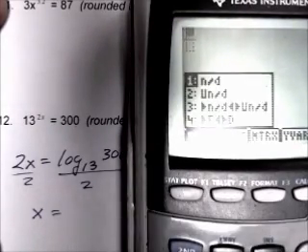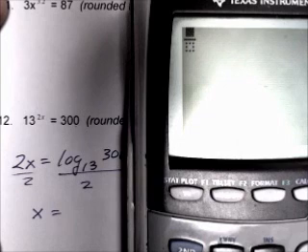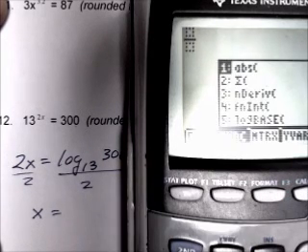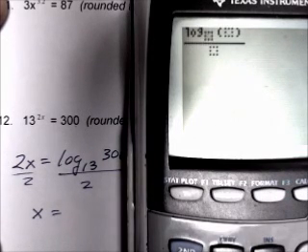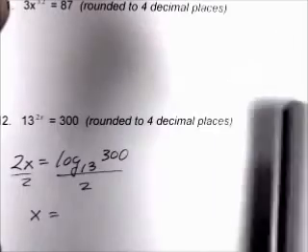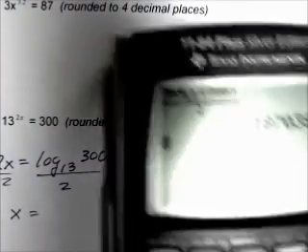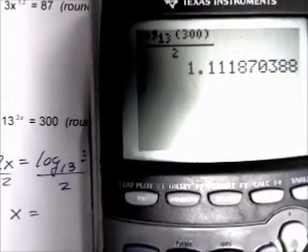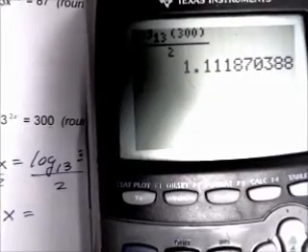I'll put it in as a fraction, alpha y equals, and then alpha window number 5 for log base 13 of 300 divided by 2. And to nearest 4 decimal places, 1.1119.